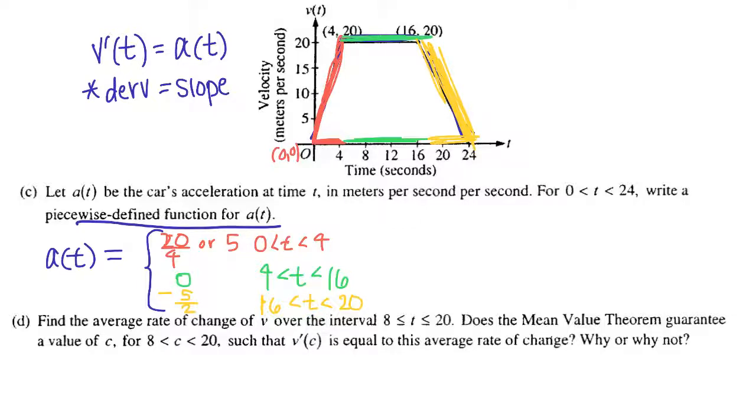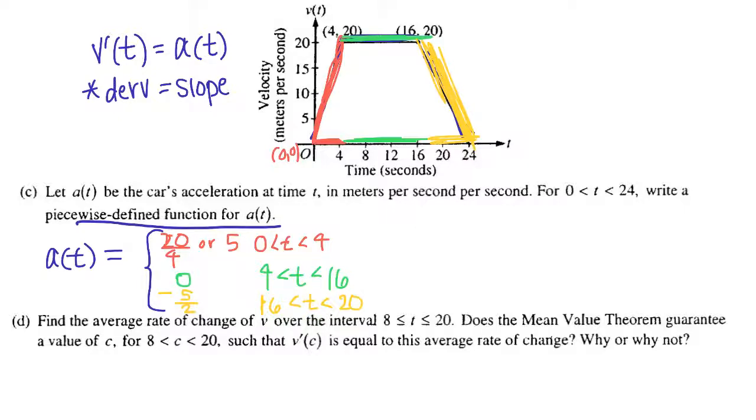Find the average rate of change of V over the interval from 8 to 20. Does the mean value theorem guarantee a C for the interval 8 to 20 so that V prime at C equals this average rate of change? So, wow, that's a lot of stuff here. All right, let's see if we can break it apart. So the first one, find the average rate of change over the interval from 8 to 20. Okay, so we can jump on that one. Average rate of change.